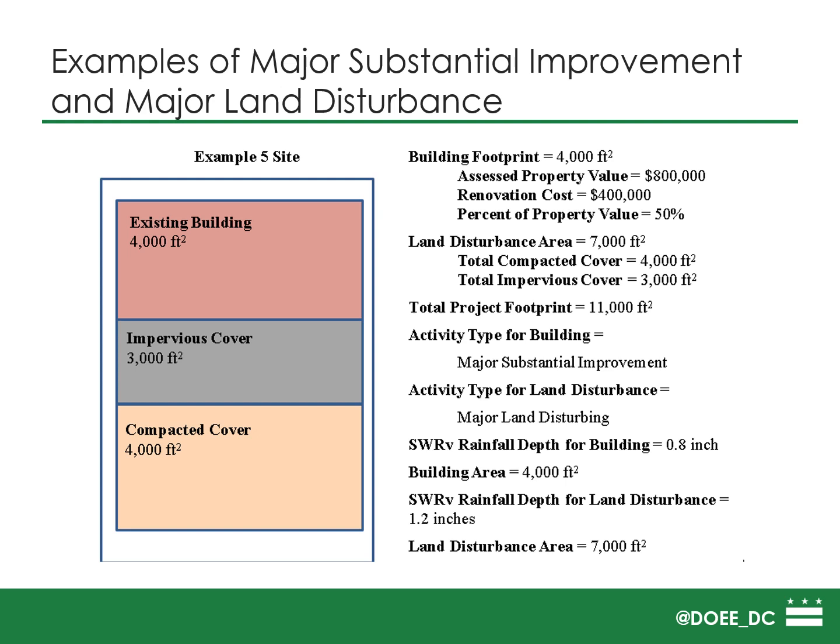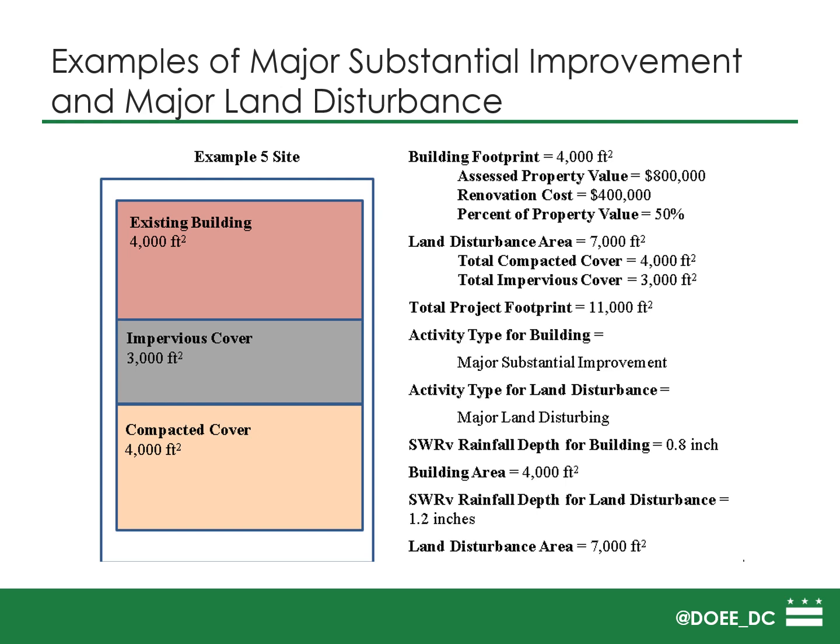That 7,000 square feet is going to constitute a major land disturbing area, because we have greater than 5,000 square feet of disturbance and greater than 2,500 square feet of impervious cover. Right? So that area, that 7,000 square feet of land disturbance, is going to have to meet the SWRv to the 1.2 inch precipitation depth.